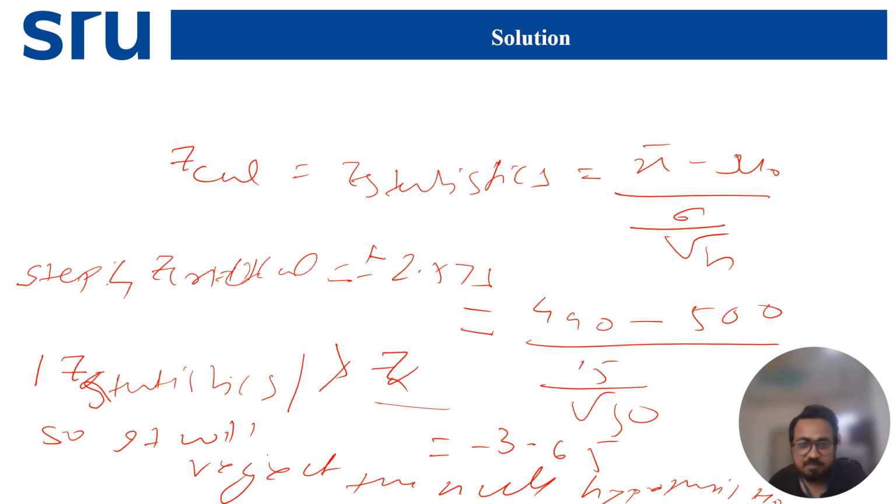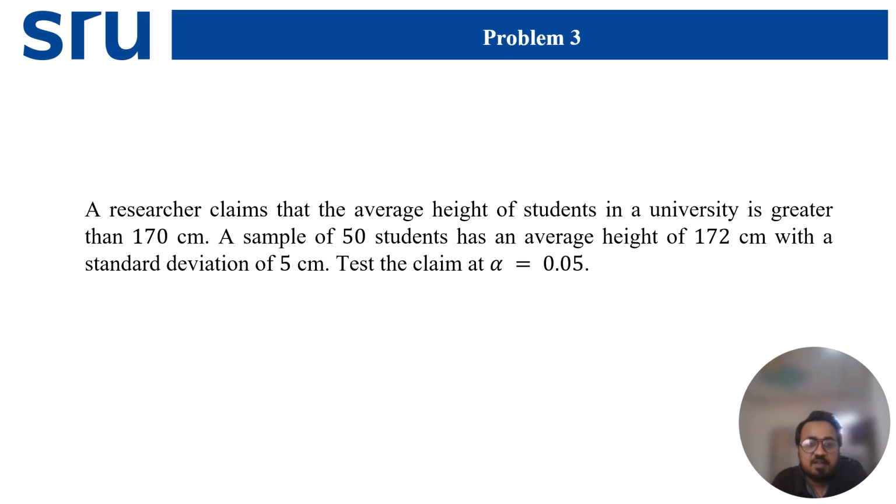Okay. Now again I am discussing another problem. In this problem, a researcher claimed that the average height of the students in a university is greater than 170 centimeter. A sample of 50 students has an average height of 172 centimeter with a standard deviation of 5 centimeter. Test the claim at alpha equal to 0.05. As you can see, the claim here is greater than 170 centimeter, right? And already we have discussed that if the claim is greater than or less than, in that situation the problem will be a one tail test, right? And this is a right tail test.